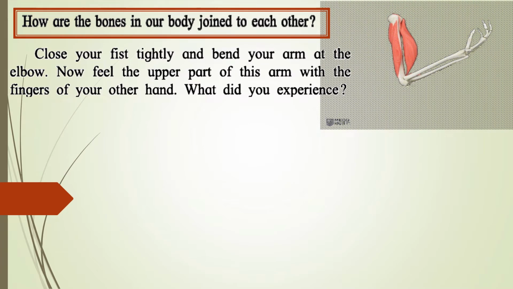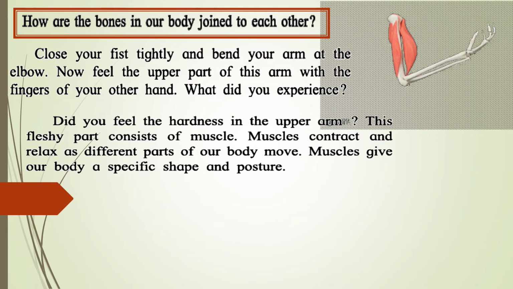Close your fist tightly and bend your arm at the elbow, same as the picture that you can see on the screen. When you feel the upper part of this arm with the fingers of your other hand, you will find that there is a difference when you are moving your hand. Now what did you experience? Did you feel the hardness in the upper arm? Yes. This fleshy part consists of muscles. Muscles contract and relax as different parts of our body move. Muscles give our body a specific shape and posture.